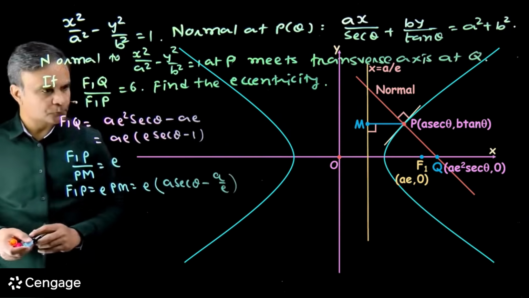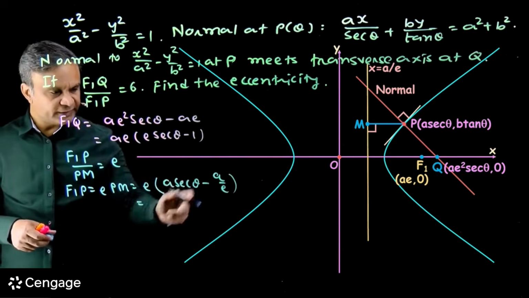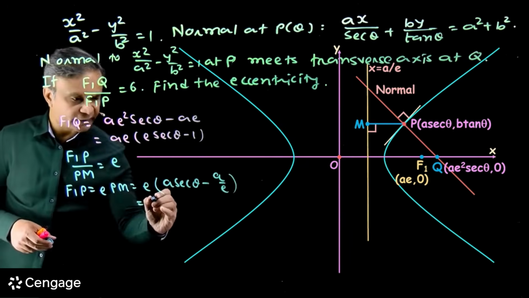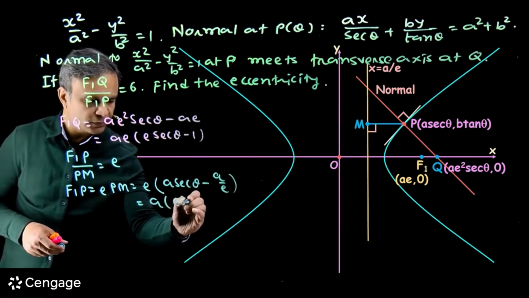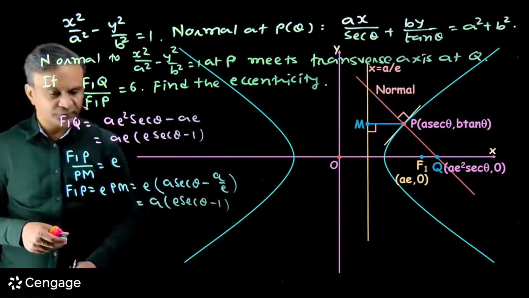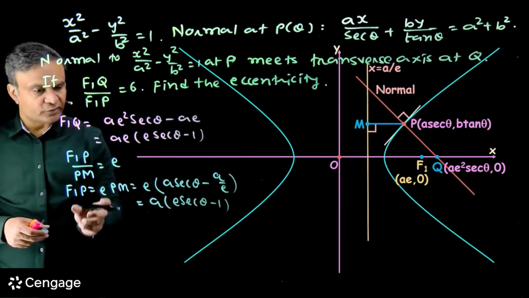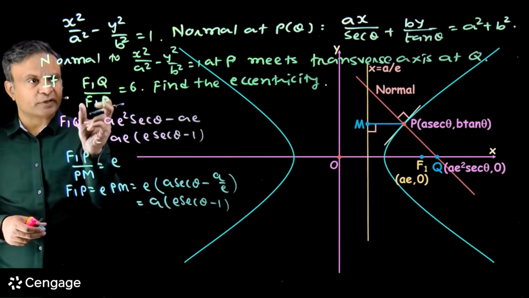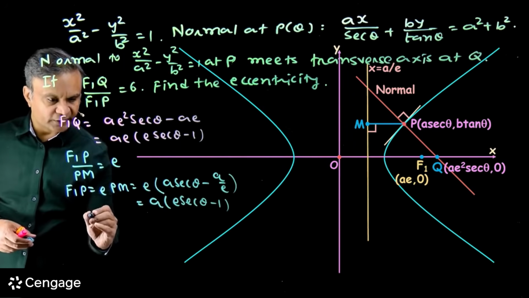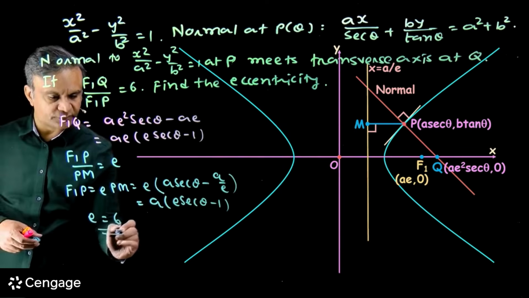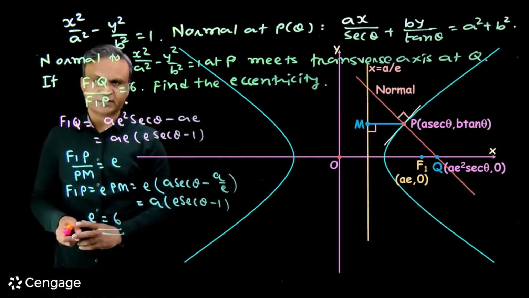Okay. We take e inside and take a outside, we get a multiplied by e secant theta minus 1. Okay, now put the values of F1P and F1Q here. Okay, we get e is equal to 6. Eccentricity of hyperbola is 6.